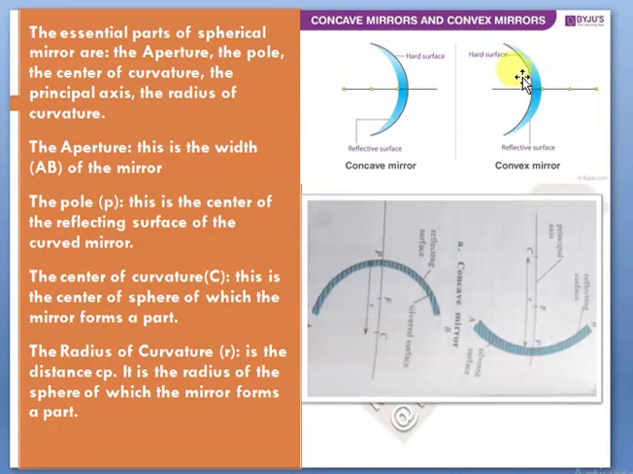Now look at this diagram for the convex mirror. The outer part is the reflecting part. Look at this convex mirror. You can see the reflecting part. The outer part here is shaded with blue. This outer part is the reflecting part, while the inside part, labeled hard surface, is the silvery part. For a convex mirror, the outer part is the reflecting surface, while the inner part is the silvered surface.